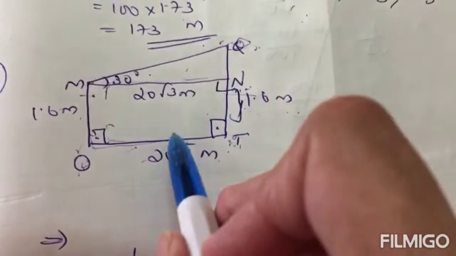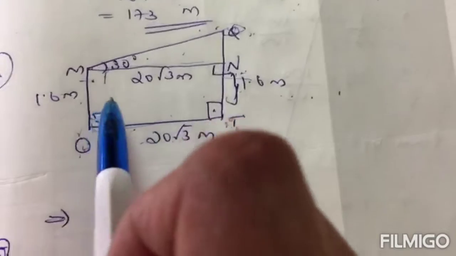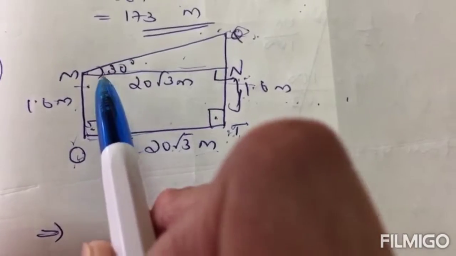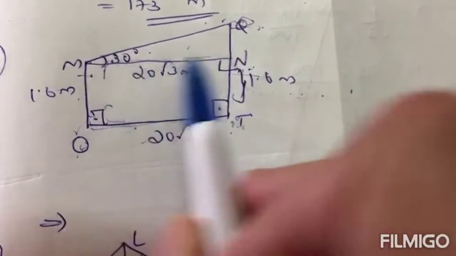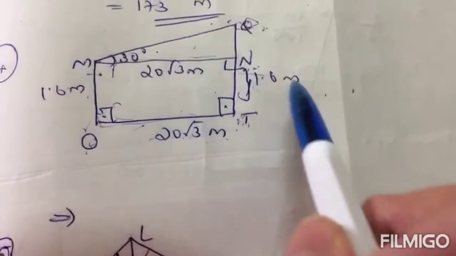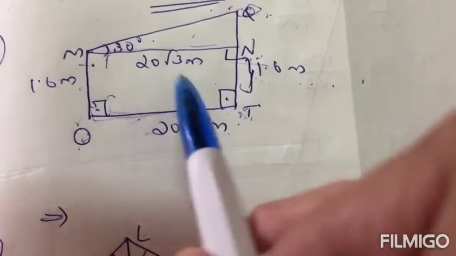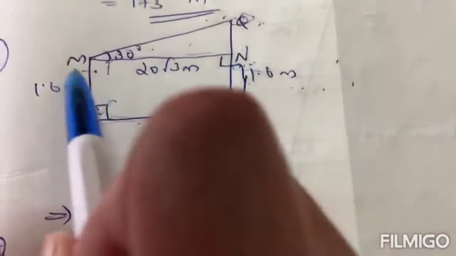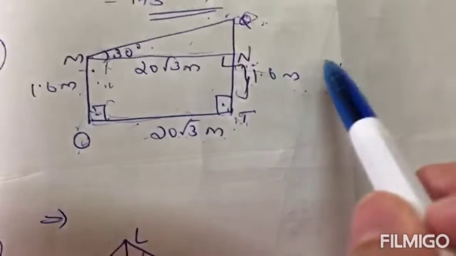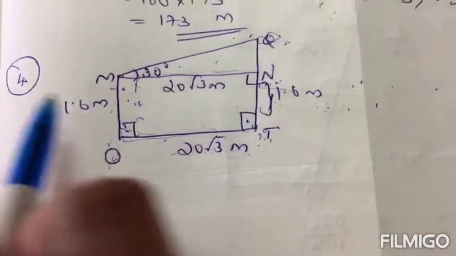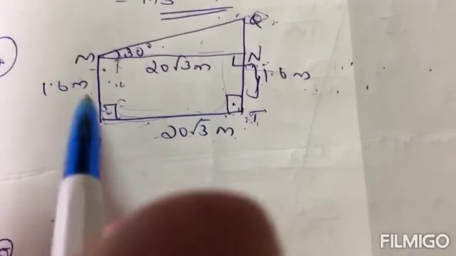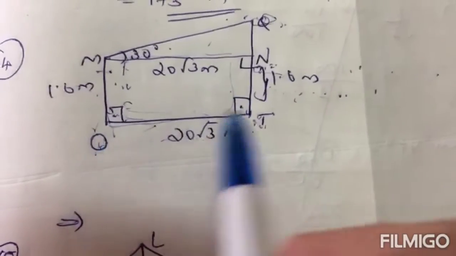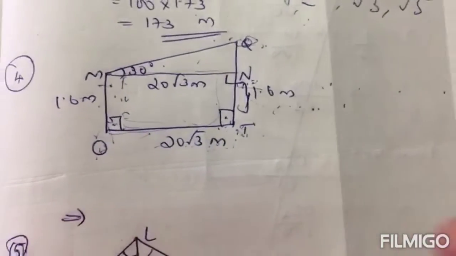What is a quadrangle? A quadrangle is a polygon with 4 sides. It is called quadrangle or 4 angles. So if the sum of all the angles of a quadrangle is 360 degrees and we know that 3 of them are 90 each, then the 4th angle will also be 90. 90 into 4 is 360. So then this becomes a rectangle. So OM will be equal to TN, which is 1.6 meters. MN will be equal to OT, which is 20 into root 3 meters.